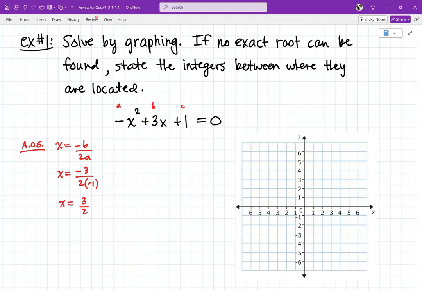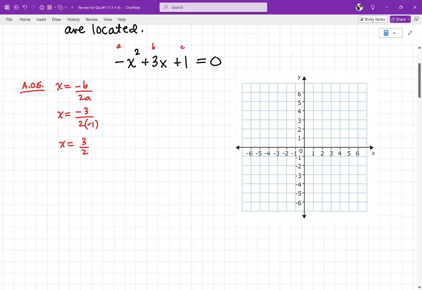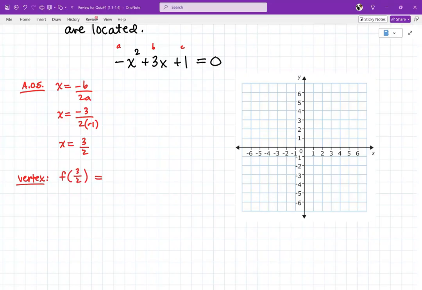The next step is your vertex. You got to find your vertex. Where is the low point, the high point? So let's figure out my vertex. The way I told you to find the vertex is you take your axis of symmetry, x equals to something, and you're going to plug it into your equation, okay? So I'm going to find f of 3 halves. In other words, I'm plugging in 3 halves into this equation right here. Ignore the equal 0, just into the negative x squared plus 3x plus 1, okay?